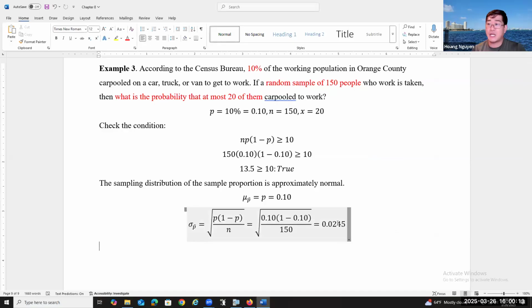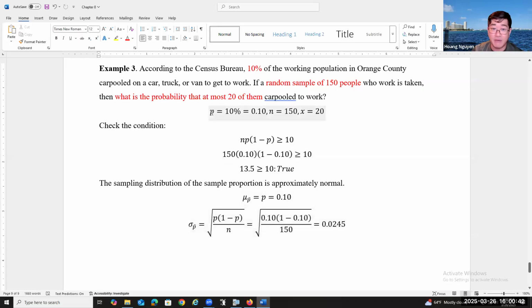So based on the calculation that we just completed, we know that the sampling distribution of the sample proportion of OC people who carpool to work is normal with a mean of 10% and a standard deviation of 0.0245. So this is a normal distribution, and we're going to use the normal distribution to answer the question.